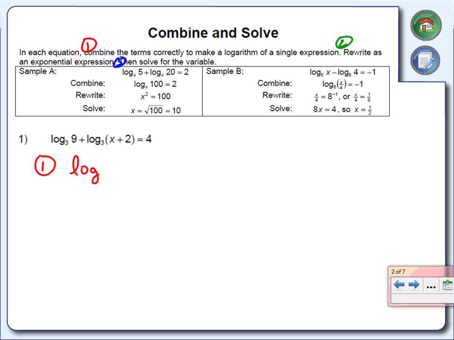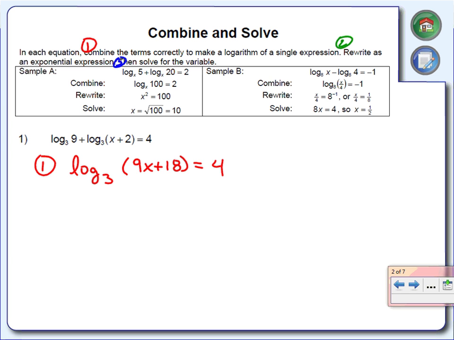We're going to do log, and we're going to keep the same base, which is 3. All we're going to do is multiply the 9 times the x plus 2. And what do you get when you multiply 9 times x plus 2? 9x plus 18. And what is that going to equal? 4. So we just did the first step. We rewrote it as a single expression.